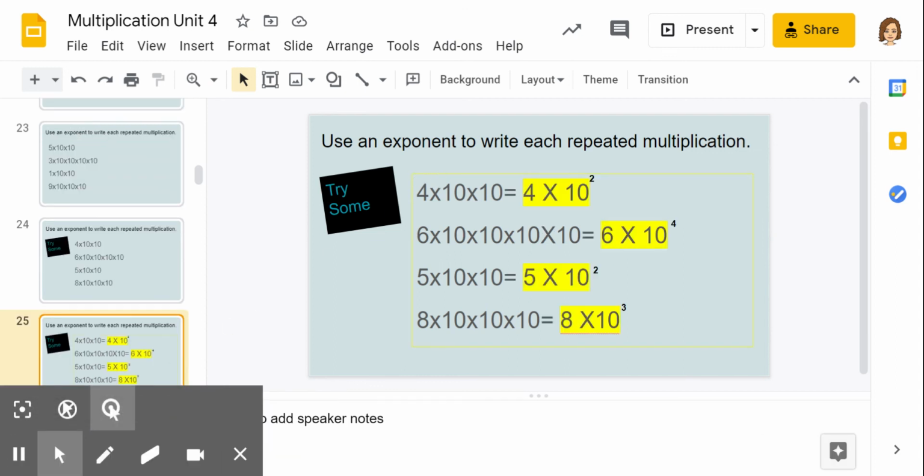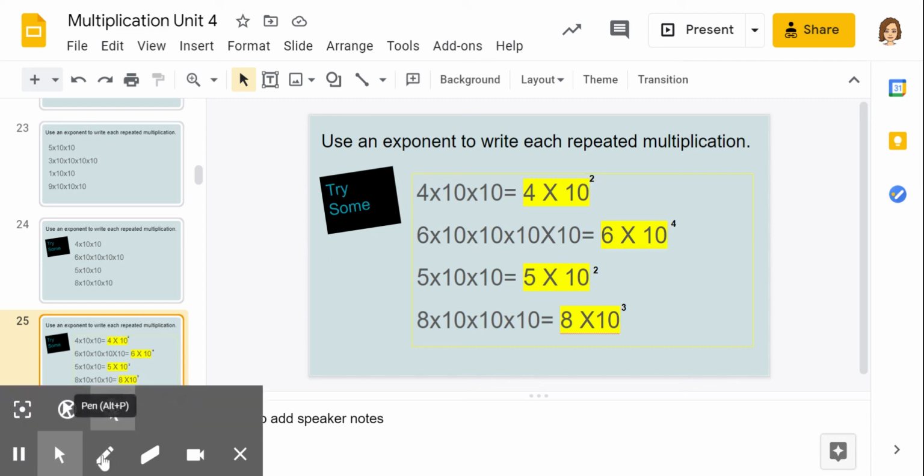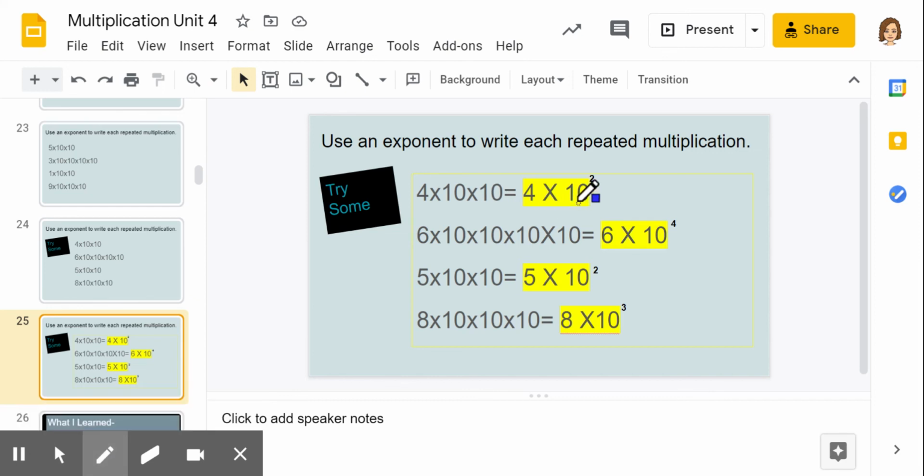All right, so hopefully you got 4 times 10 raised to the power of 2, because there's 2 10s, and our factor, remember, is 10. And then the next one, 6 times 10 to the power of 4, raised to the power of 4, because I have 1, 2, 3, 4 10s. And then the next one is 5 times 10 raised to the power of 2, because there's 2 10s. And then the last one is 8 times 10 times 10 times 10. It would be 8 times 10 raised to the power of 3.